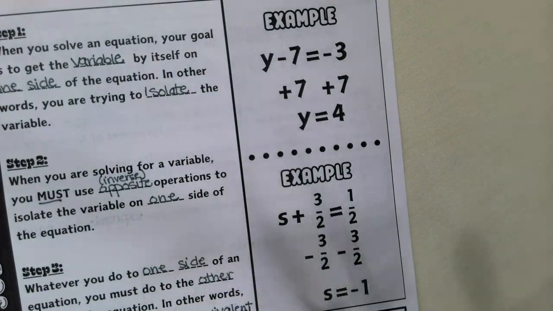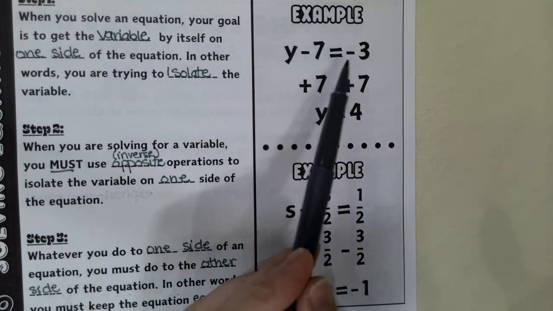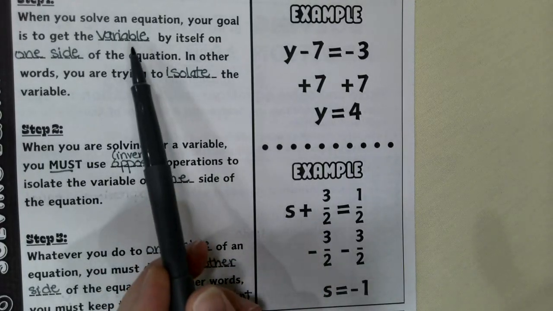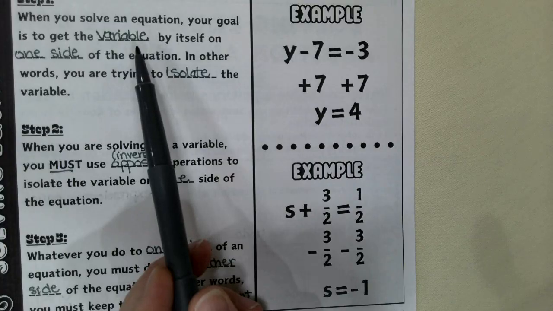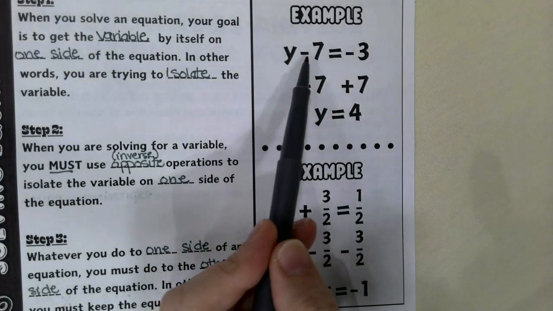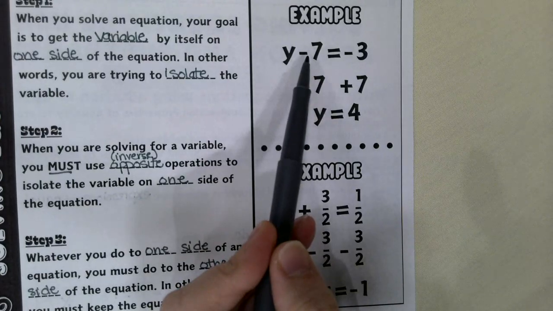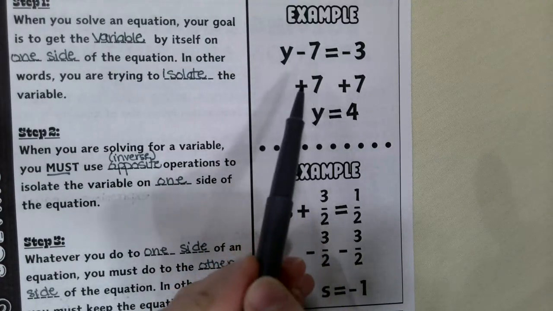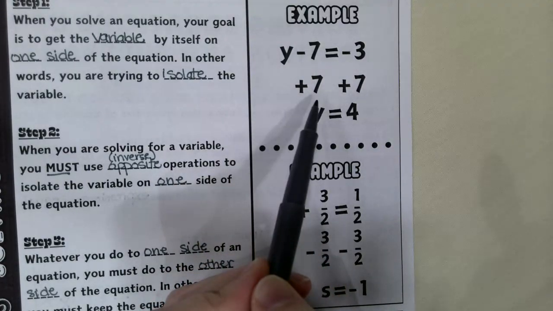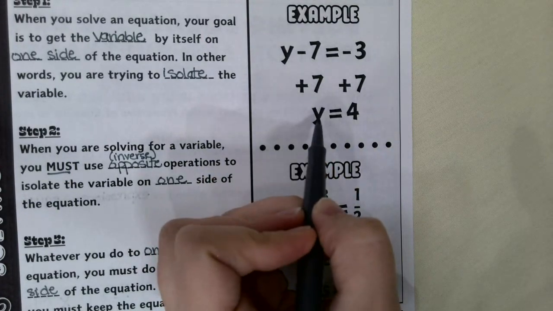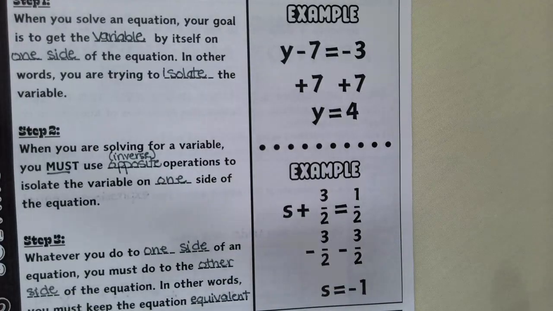So here's an example. I start out with this problem, y minus 7 equals negative 3. My first goal is to isolate the variable. I need to get y by itself, so I'm going to add 7, because whatever I do to this number, I have to do the inverse. So if it's negative 7, I have to add 7 to get it to disappear on this side. And then I'm going to add it over to this side. So that becomes y equals 4.